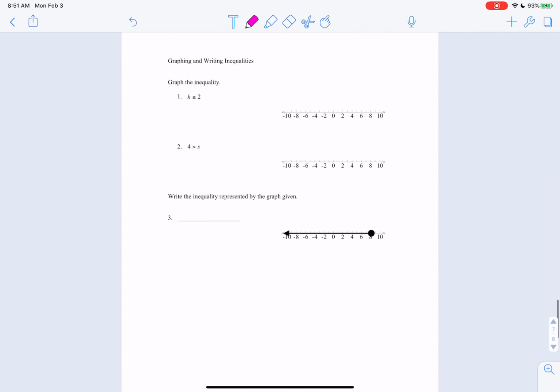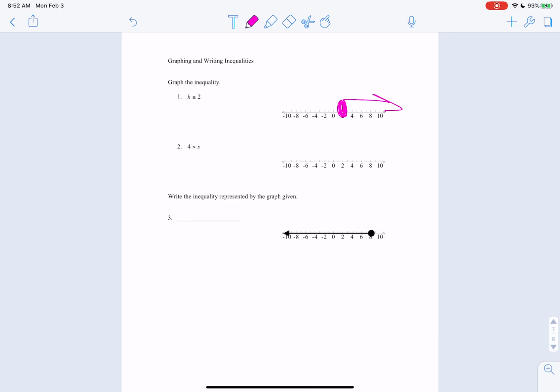Moving on. All right, so graphing and writing inequalities. This is just a quick little summary of what we did today. So K is greater than or equal to 2. So you put your bubble on 2. It's also equal to, so you fill it in. And because K is all the numbers bigger than 2, the arrow points towards all the numbers bigger than 2.